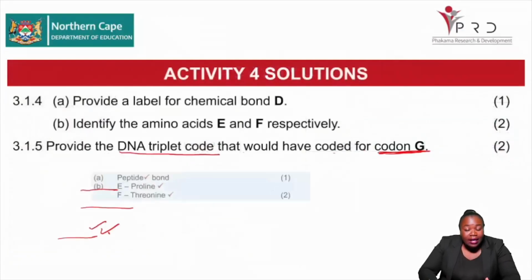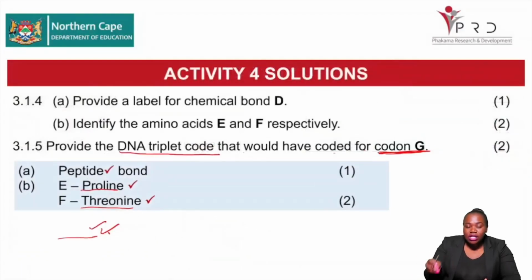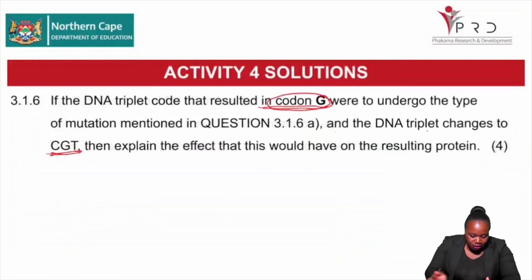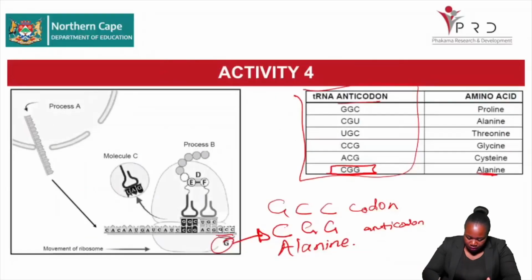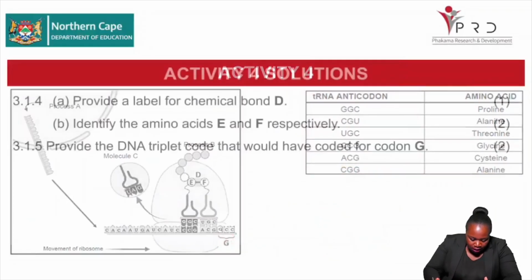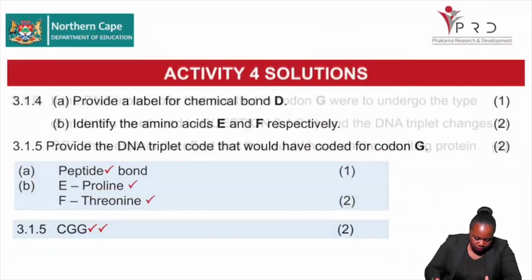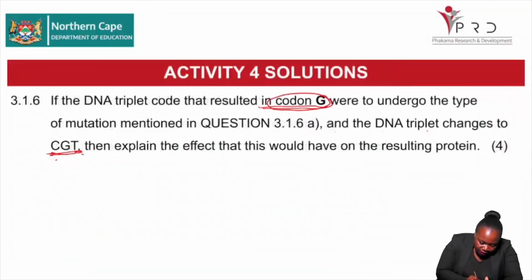The question now says, if there was a mutation, and this mutation led us to CGT. Now we have CGT instead of CGG. Right? Instead of CGG, we have CGT. This CGT, what will it now give us? It will now give us something different. The CGT will now, let's have a look again. CGT will now give us GCU, right?